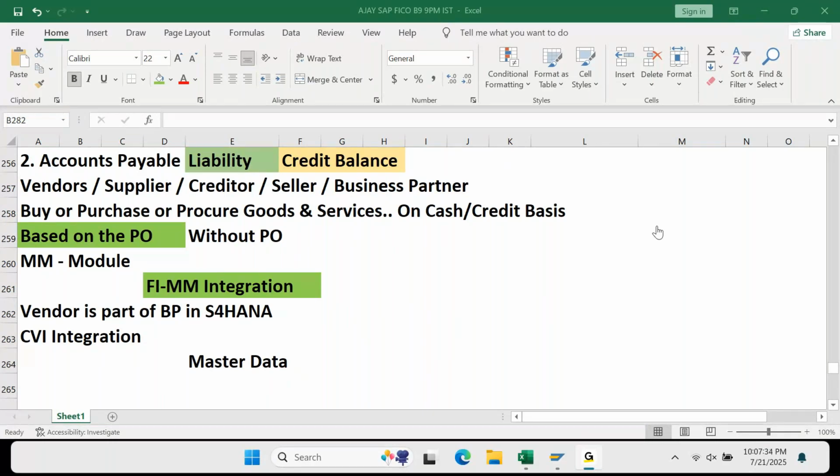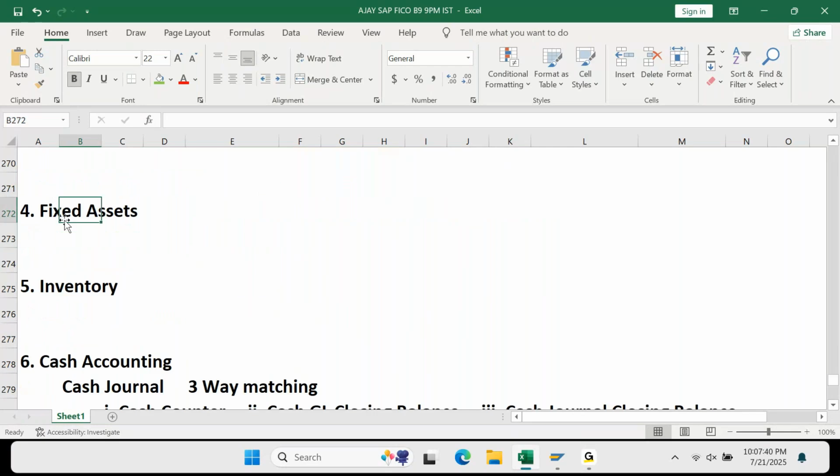Now it's time for you to look at fixed asset also, and for you to look at inventory also. Asset accounting in ECC is different. Asset accounting in S4 HANA is also different. How asset accounting is working in ECC, how asset accounting is working in S4, you need to understand.